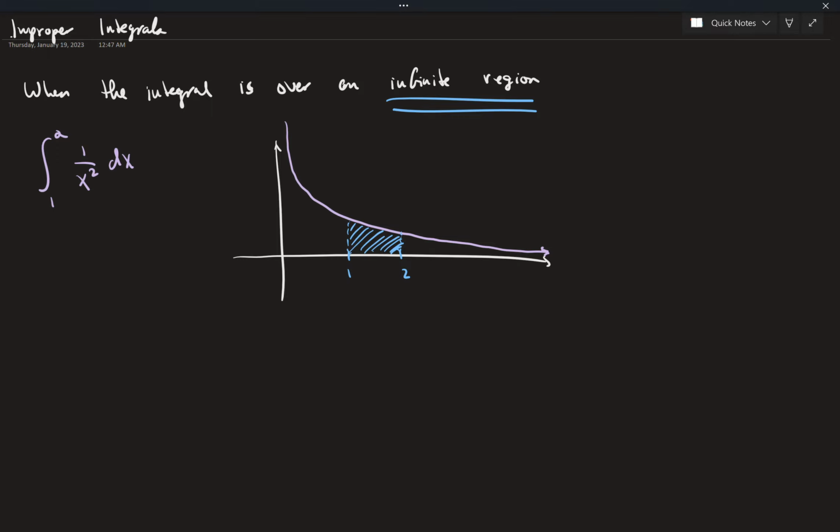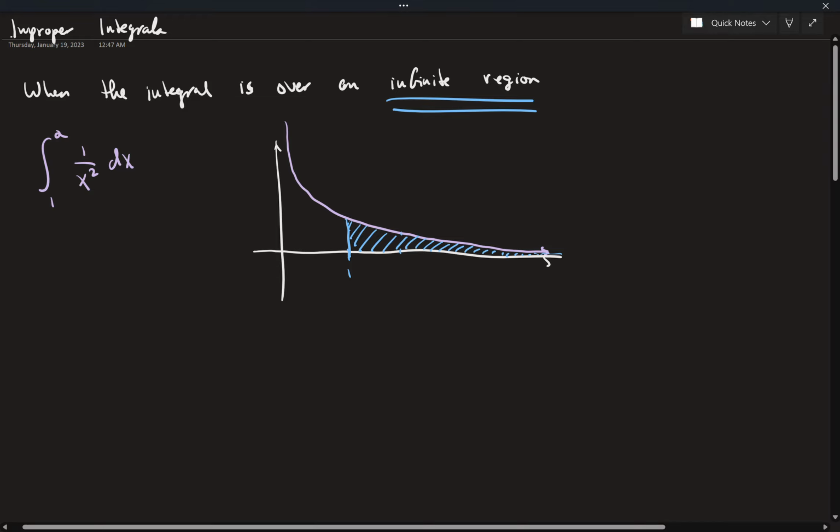However, what if I don't want this area in blue, but I want this area? Whoops. There we go. What if I want this area? It looks kind of weird. But what if I want everything? At first it sounds kind of ridiculous. The area is infinite. But sometimes it actually isn't.